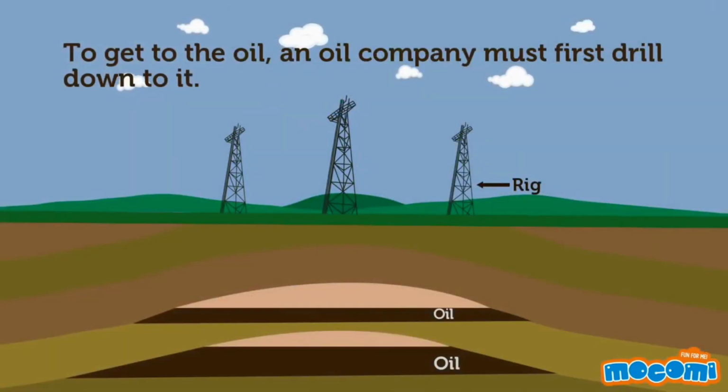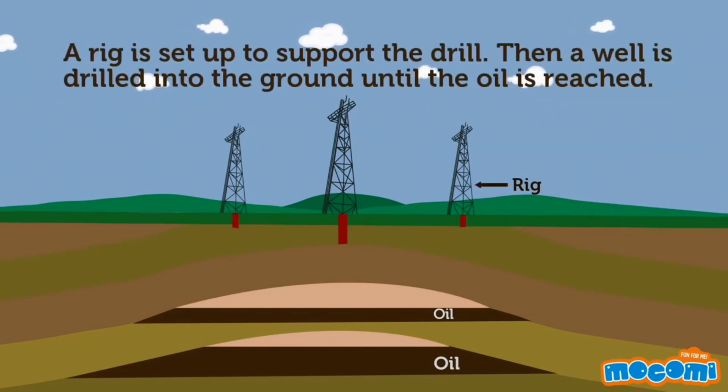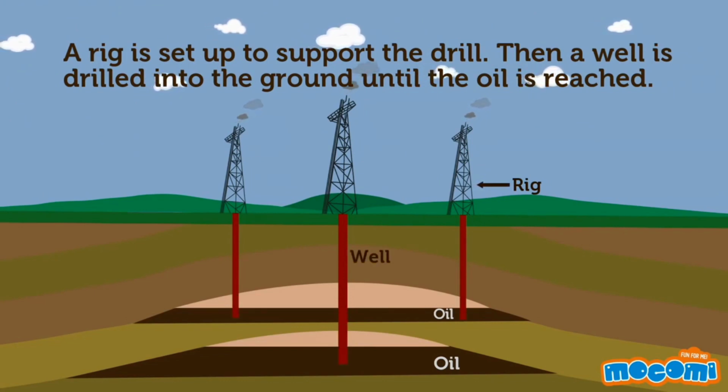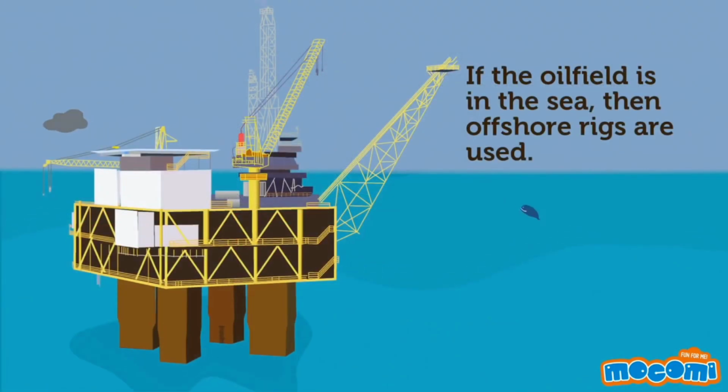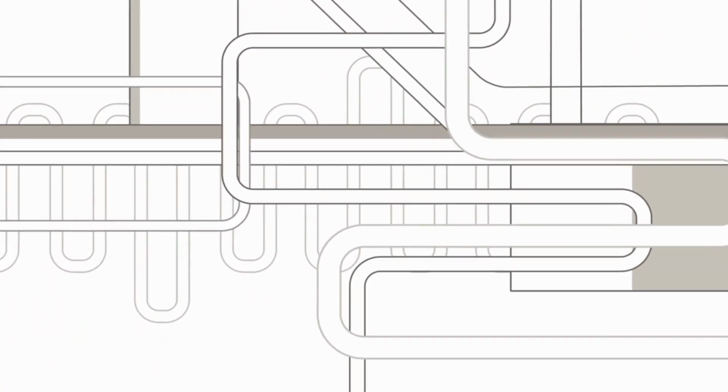To get to the oil, an oil company must first drill down to it. A rig is set up to support the drill. Then a well is drilled into the ground until the oil is reached. If the oil field is in the sea, then offshore rigs are used. The process produces the fuels and raw materials required for the petrochemical industry.